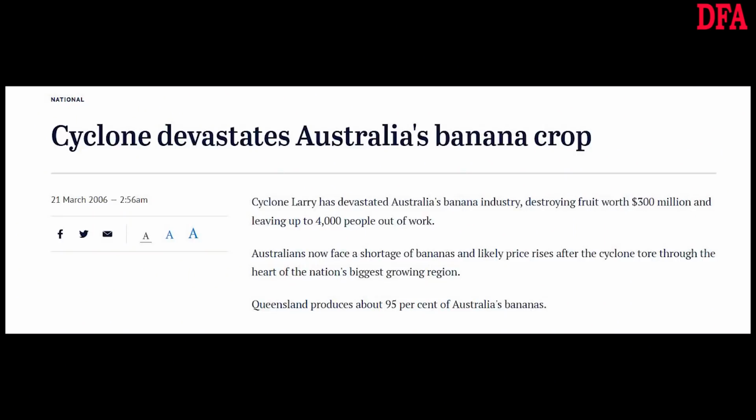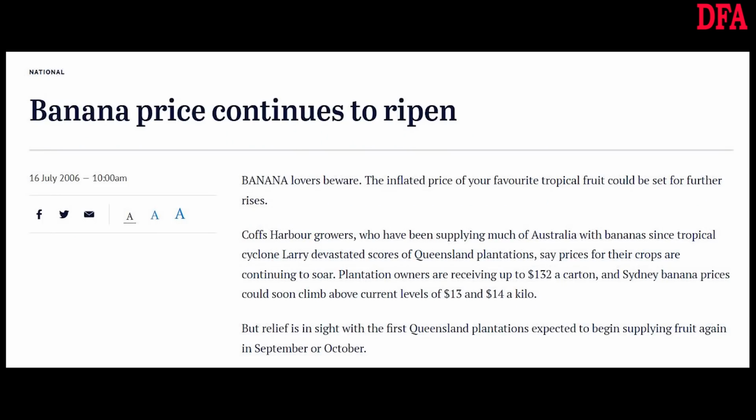Now, in 2006, Australia had a massive cyclone in northern Queensland that really wiped out the banana crop. So the cyclone decimated between 90 to 100% of the North Queensland banana crop, or 80% of Australia's total banana crop. Now, before the cyclone, in early February, March of 2006, the price of a kilo of bananas was about $2 to $3. By mid-July of 2006, in some parts of the country, a kilo of bananas went up to $14.